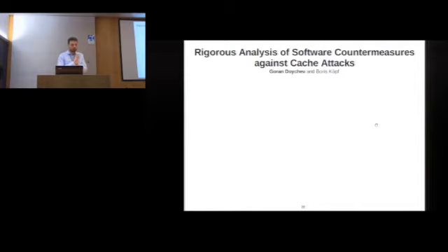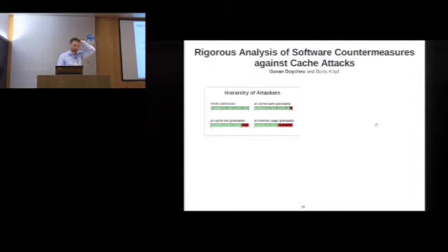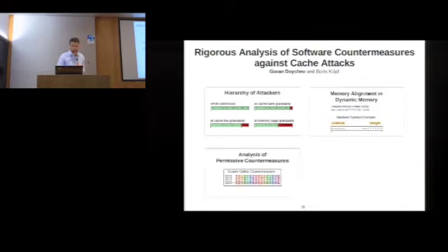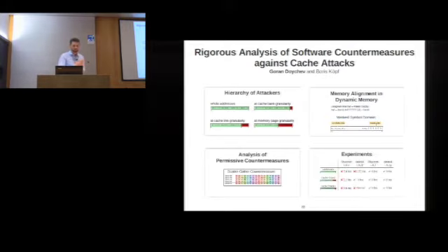And now to wrap up, I presented techniques for analyzing countermeasures against cache attacks. We rely on a hierarchy of attackers who can make observations with different granularity. And we quantify leakage for code that contains memory alignment in dynamic memory. We performed the first rigorous analysis of permissive countermeasures, and our experiments show examples where the countermeasures work and other examples where the countermeasures do not work. So thank you.